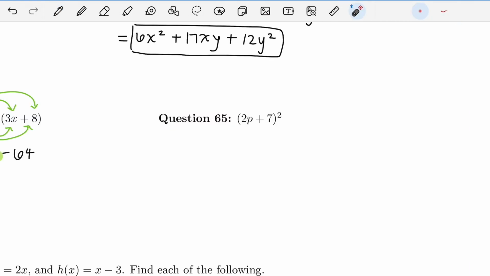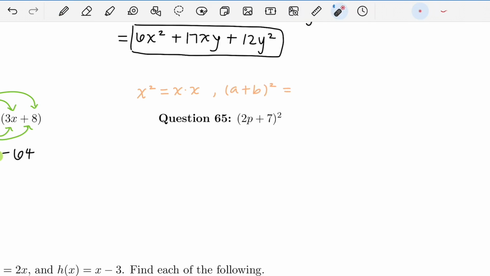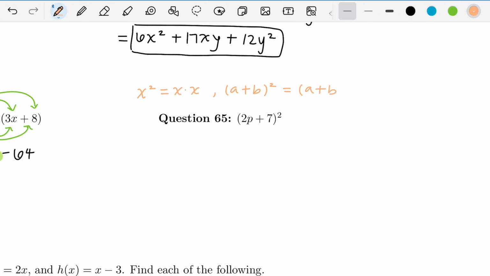Now for this next question, we have to be a little careful. We have 2p plus 7 squared. So remember what it means to square something. For example, if we have x squared, this will be x times x. So if we have a plus b squared, for example, we're not going to distribute the square to both terms inside of our parentheses. What's happening is that this whole thing here is being squared. So this would be a plus b times a plus b. So in this example here, this would be 2p plus 7 times 2p plus 7.